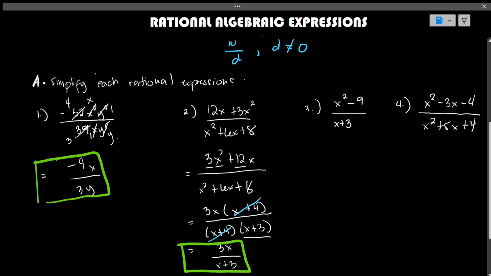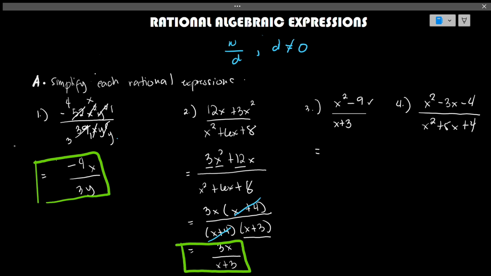Now, let's go ahead and try example number 3. For example number 3, we have x squared minus 9 all over 3x. Now, the only thing that we can factor here is the numerator, since the denominator is already in its simplified form, so we just need to get the factor of x squared minus 9.